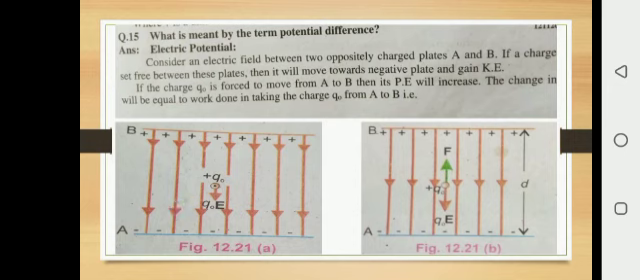So there is another case. If this charge is forced, now I am using the word force, to move from plate A to plate B, then there will be a burden on this charge to move it from plate A to plate B, like in this diagram. If this charge Q naught is forced to move from plate A towards plate B, then we must do work on this charge to move it in the opposite direction against the electric field lines.